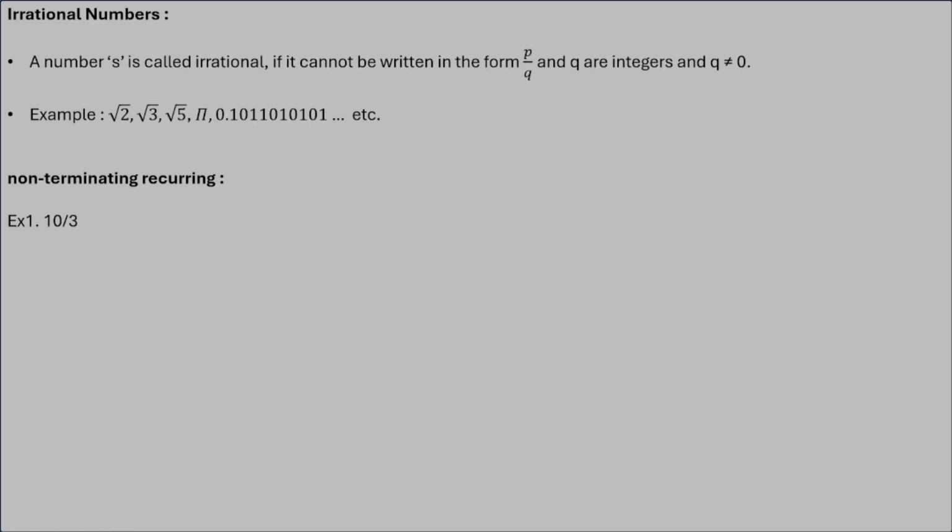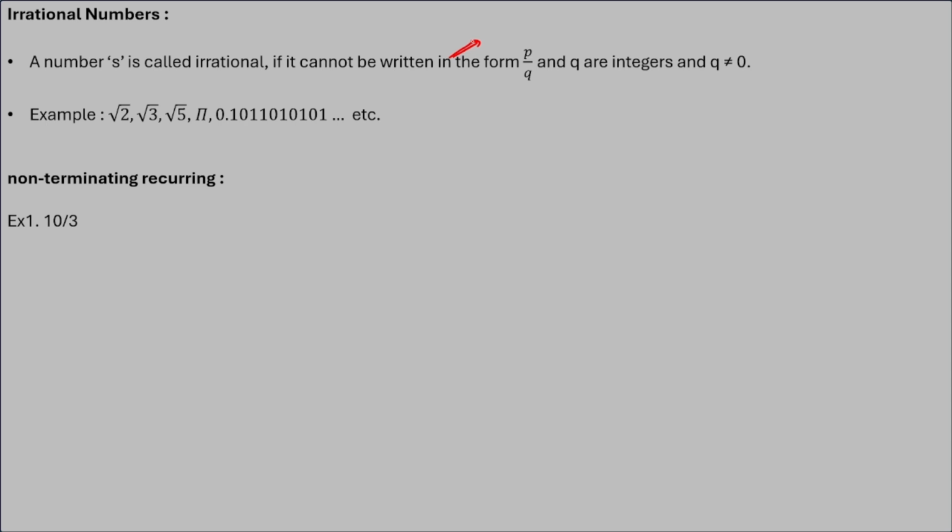But did we leave out some numbers in our number system? The answer is yes. And those numbers are called irrational numbers. So if there is some number which cannot be written in the form of p by q, then it is called an irrational number.